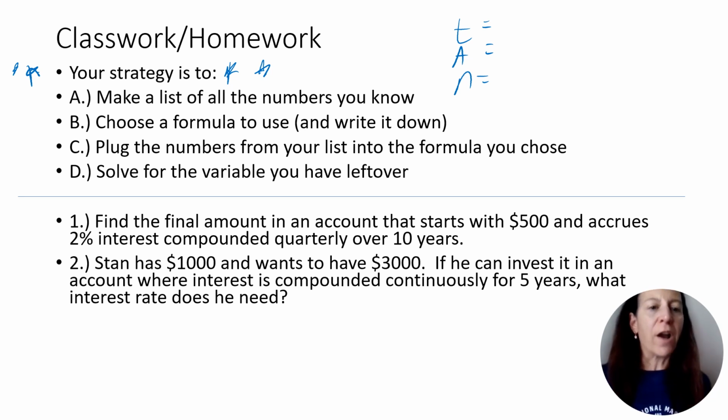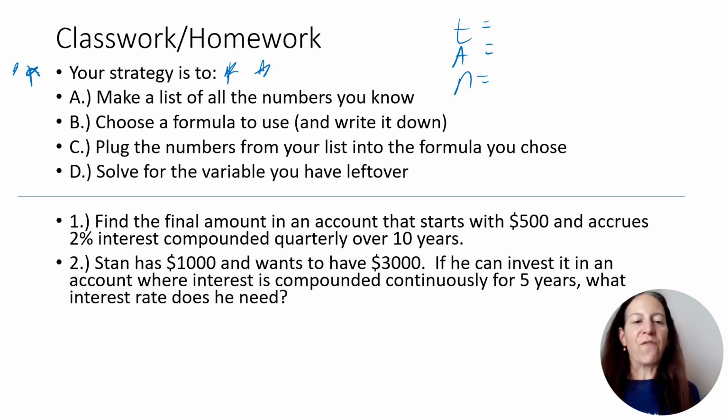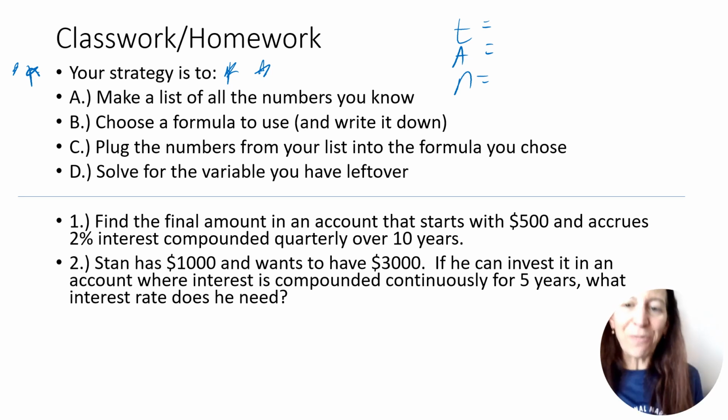So your problems are: find the final amount in an account that starts with $500 and accrues 2% interest compounded quarterly over 10 years. And Stan has $1,000 and wants to have $3,000. In other words, he wants his money to triple. If he can invest it in an account where interest is compounded continuously for 5 years, what interest rate does he need? What does he need to shop around for?